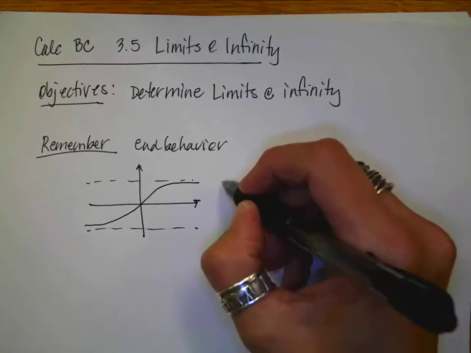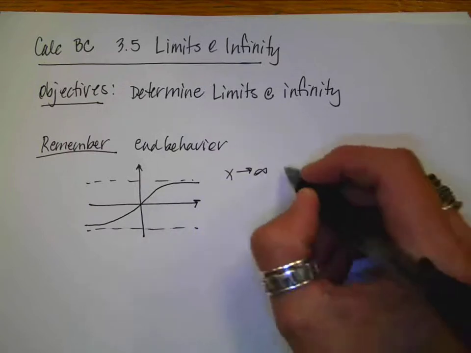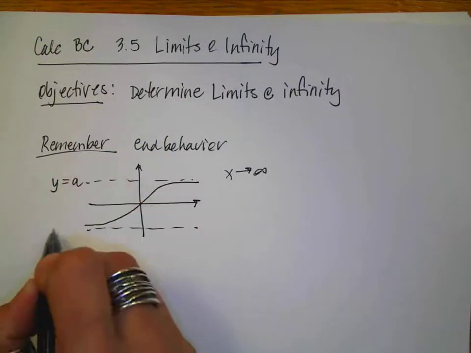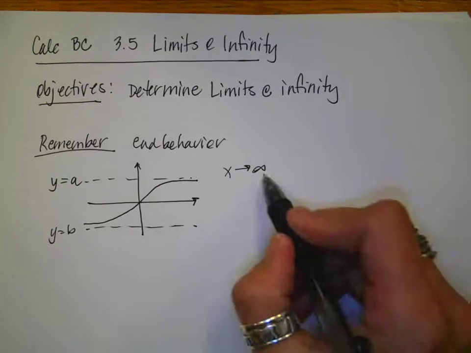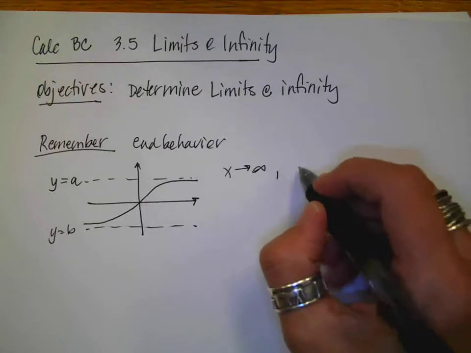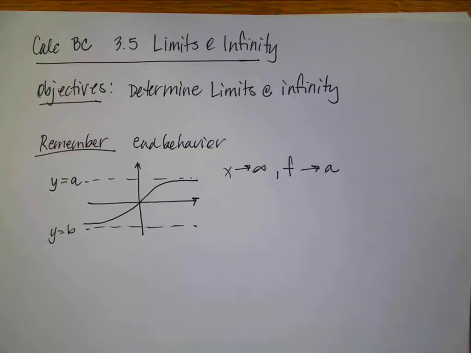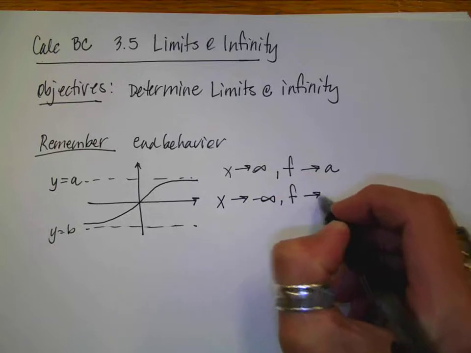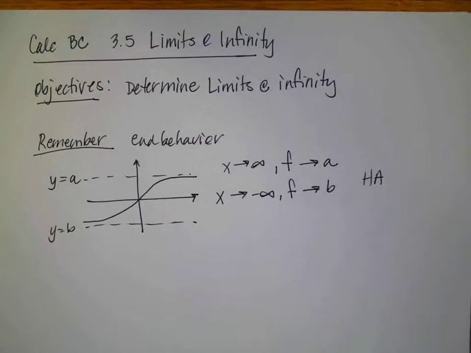If I wanted to talk about the end behavior, so maybe as x approaches positive infinity, and I'm going to say this is y is equal to a, and this is y is equal to b, just so I have something to talk about. As x approaches positive infinity, we would say that the function f is going to approach a, and as x approaches negative infinity, we would say that our function is going to approach b. So it's going to approach our horizontal asymptotes.